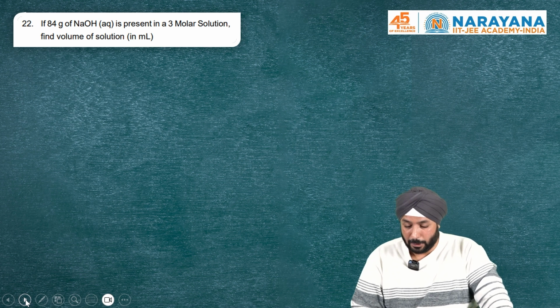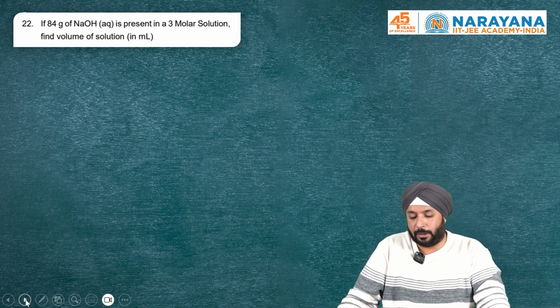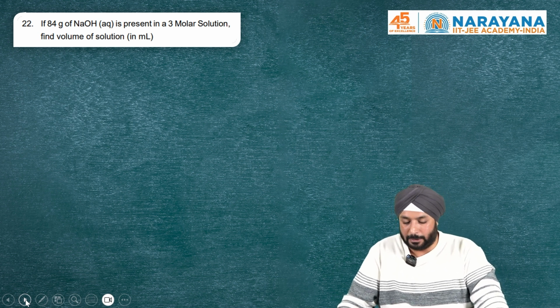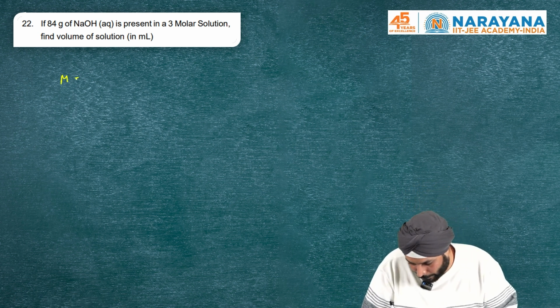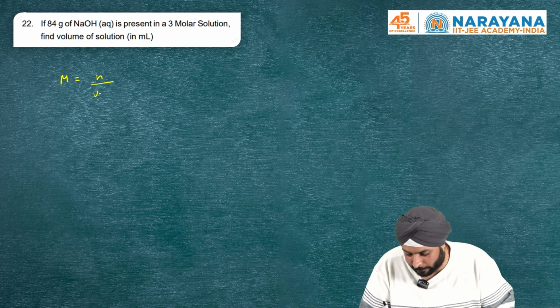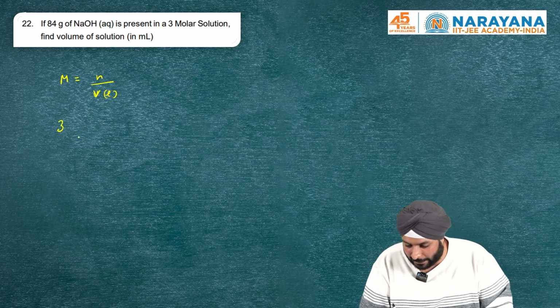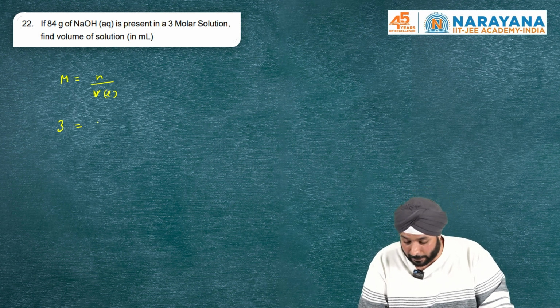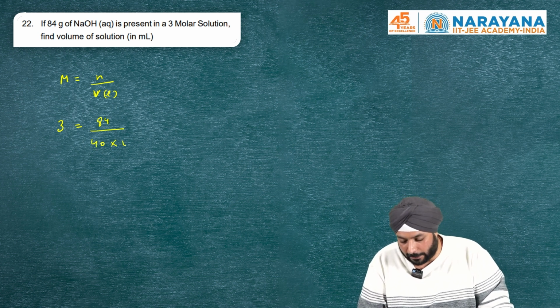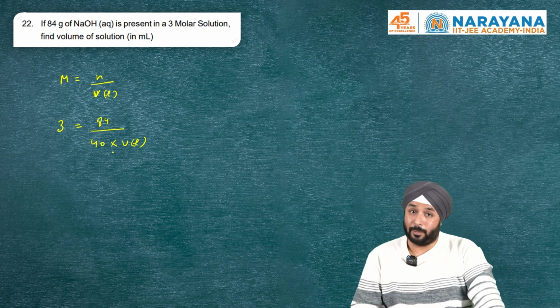That is question number 22. It is a very simple question of concentration terms and mole concept. Now, if 84 grams of NaOH is present in a 3 molar solution, find the volume of the solution. Now, you know molarity is equal to number of moles divided by volume of solution in liters. So, molarity is given to me as 3. Number of moles we can easily calculate. That is weight by molecular weight. Weight given is 84. Molecular weight of NaOH is 40. And volume in liter we have to calculate, right? And we have to report the answer in ml.